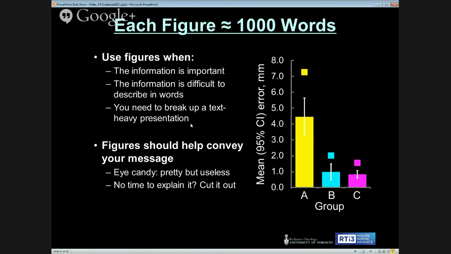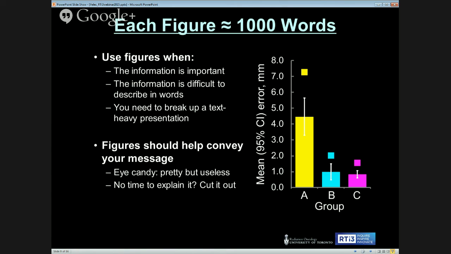And I say that in the context of data, but also if you need to break up a text-heavy presentation. So if you had 3 or 4 slides of just text, it may be worth inserting a figure, even though it's not completely necessary. So that's one way to change the teaching mode and to the 8-second rule.